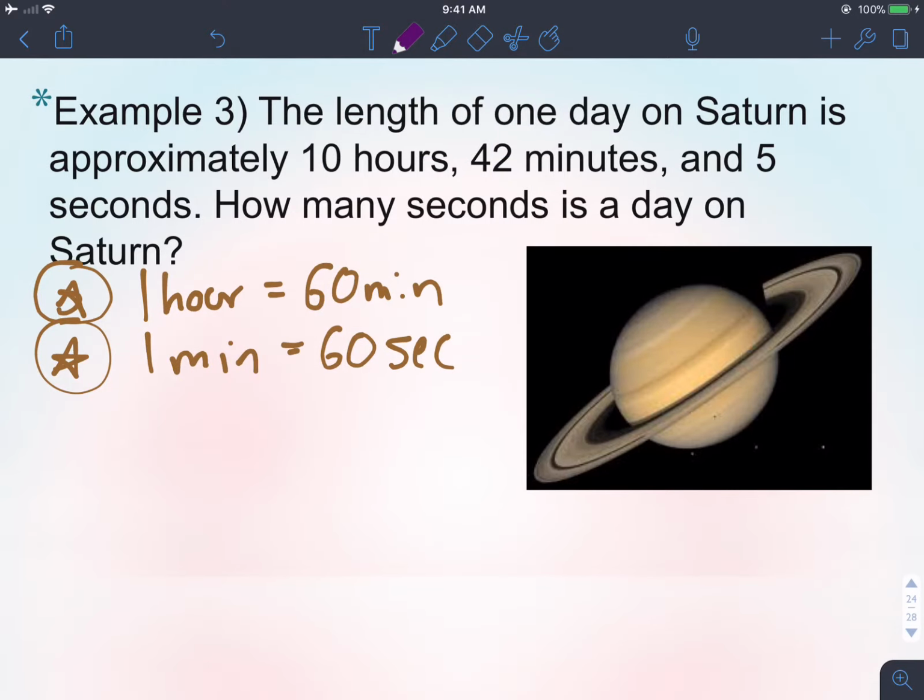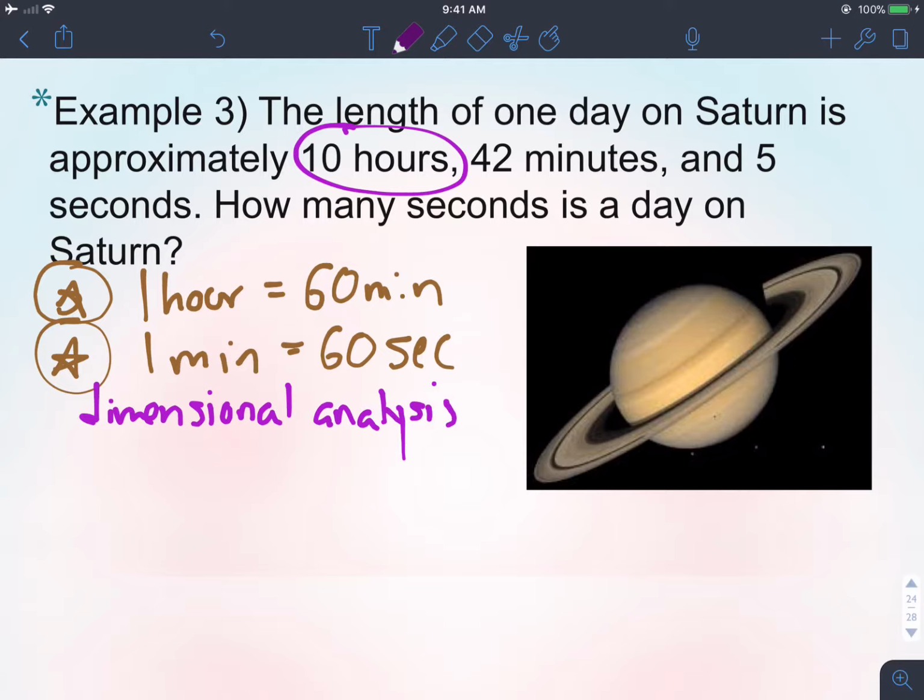Here is our conversion. 1 hour is 60 minutes and 1 minute is 60 seconds. I'm going to have to change 10 hours into seconds. This is called dimensional analysis. You don't have to know that, but what you do have to know is how to set it up and how to either multiply or divide in order to convert. So 10 hours, I want to change that into seconds.